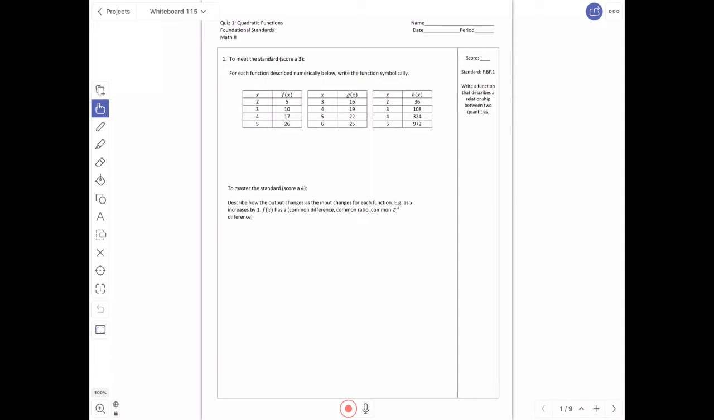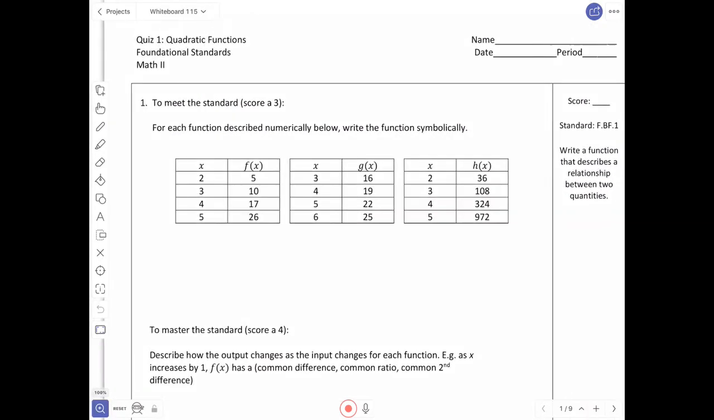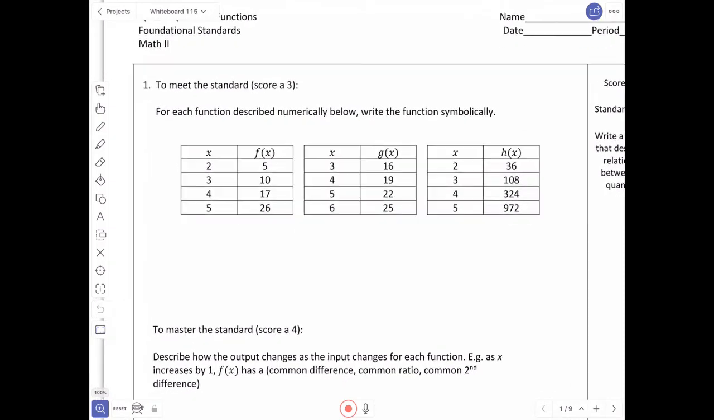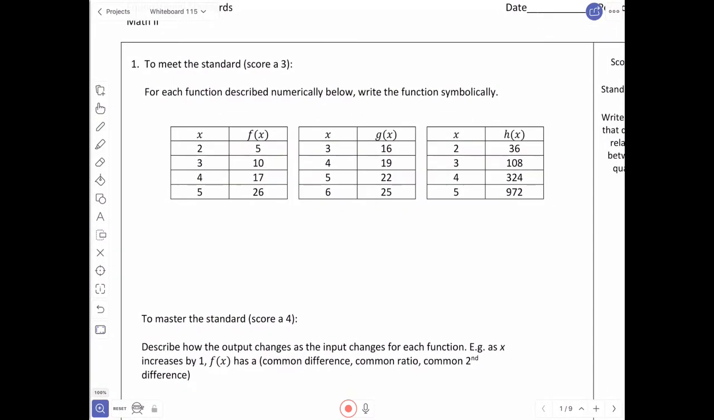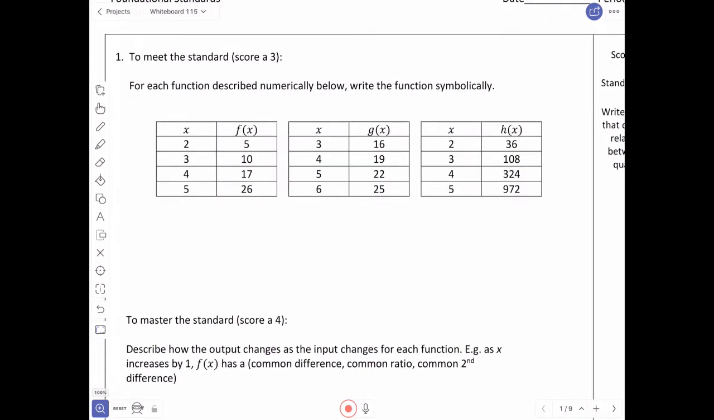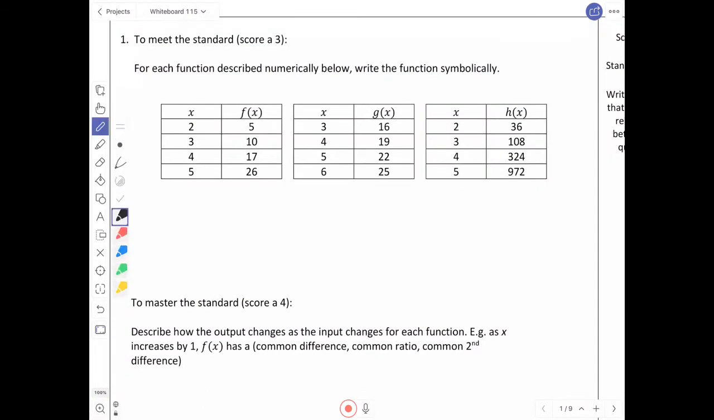Cool. Let's do it. So this is our very first quiz. Quiz number 1 on quadratic functions, and we had a linear function, a quadratic function, an exponential function. So on number 1 of our very first quiz of the whole quarter, we should have looked at how the function changes as we increase. So this one goes plus 5, plus 7, then plus 9.